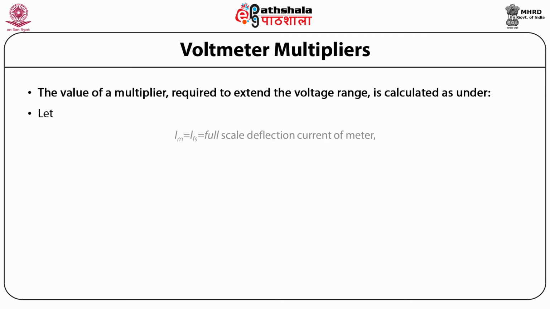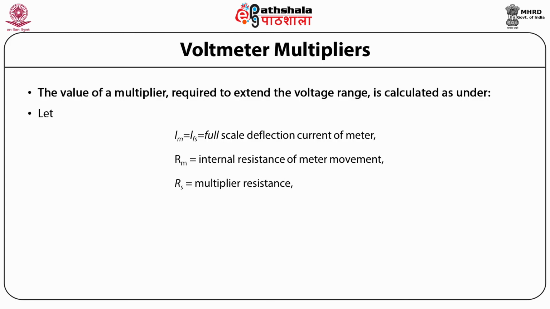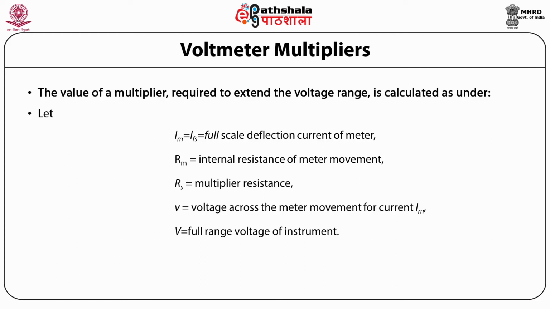Let Im be the full scale deflection current of the meter, Rm the internal resistance of the meter movement, and Rs the multiplier resistance. Small v is the voltage across the meter movement for current Im, and capital V is the full range voltage of the instrument.